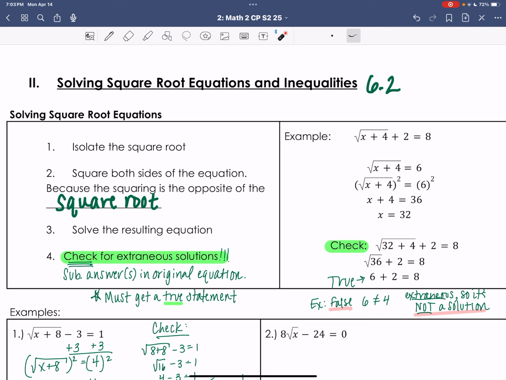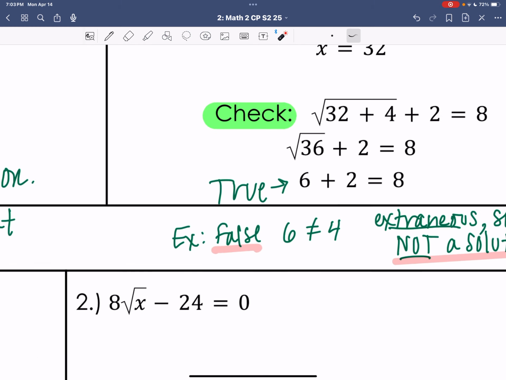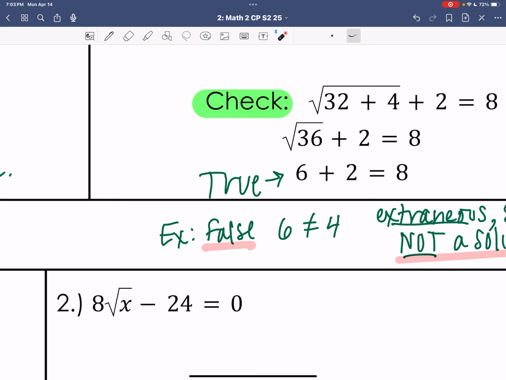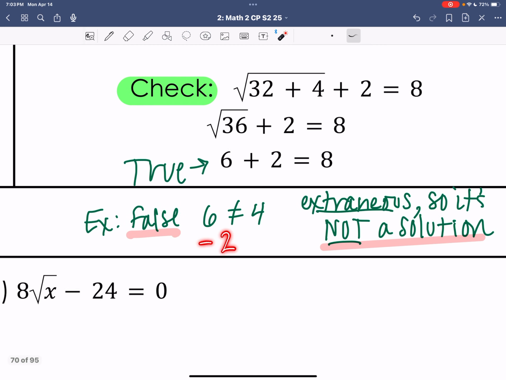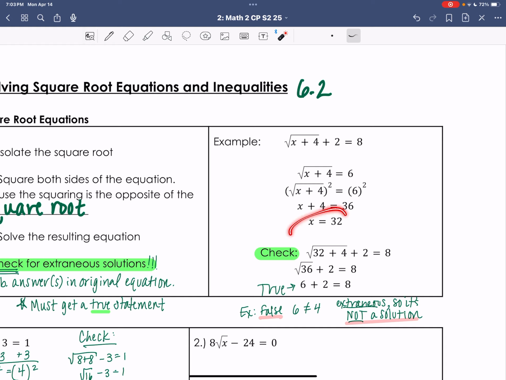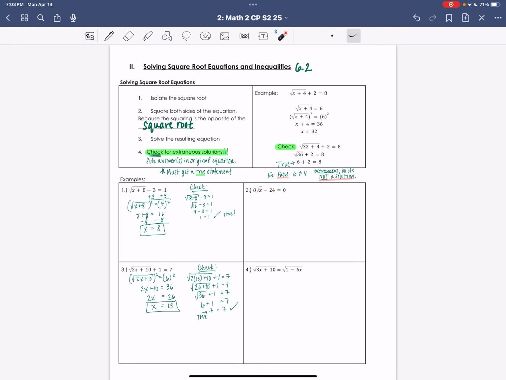Now, we did not get this, but let's say we got something as an example like 6 equals 4. Well, that's not true, so this would not be a solution. Another example would be negative 2 and 2. Those are not true, so that would also not be a solution, or any other number. So those are all examples. It has to be true in order for it to actually be a solution. So always check your answers on these.